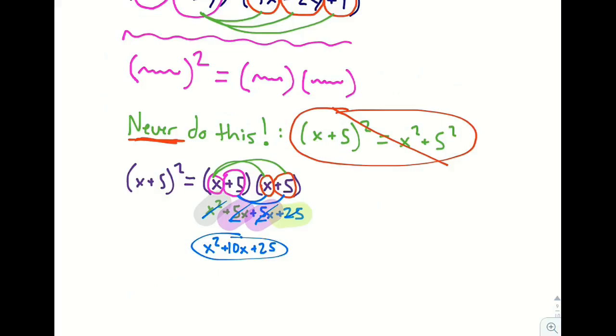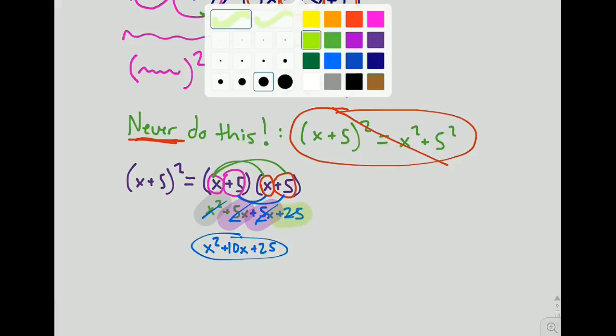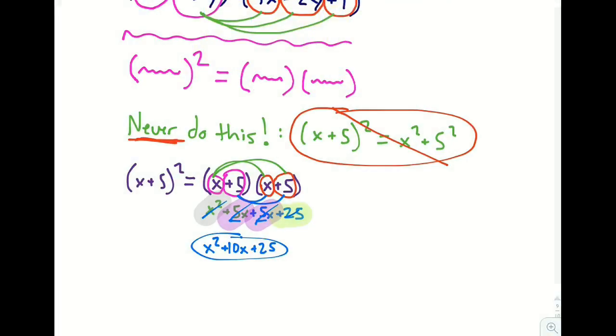Taking a step back, if we compare that to the thing that we're told never to do, we have an x squared in both of them. We have a 5 squared. The 25 is just 5 squared. The thing that was missing from the thing that we're never supposed to do is that middle term right there, that 10x. So if you're not careful to write this out like this and you just assume that you can distribute a 2 across addition, then you are going to end up missing that middle term, which is going to change the result of the problem. All right, good luck with section 5.